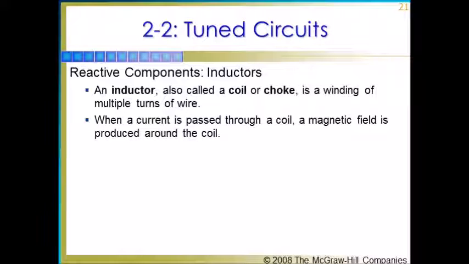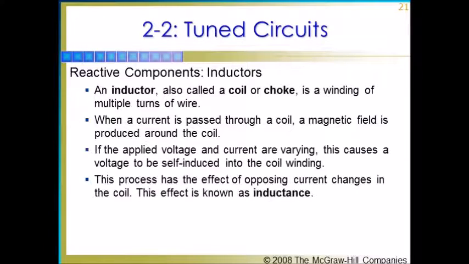Inductors. An inductor, aka coil or reactor, is a passive two-terminal electrical component which resists changes in electric current passing through it. A magnetic field is produced around the coil when a current passes through. This process has the effect of opposing current changes in the coil. This effect is known as inductance.